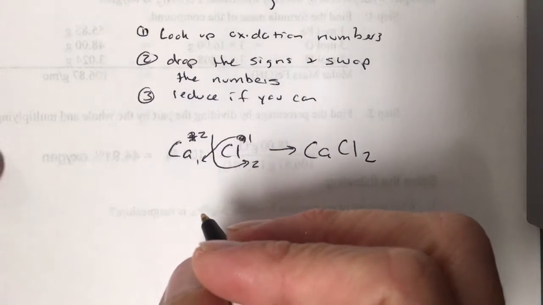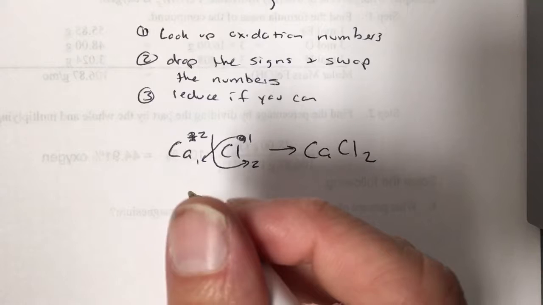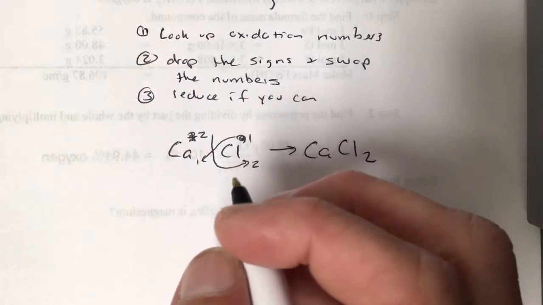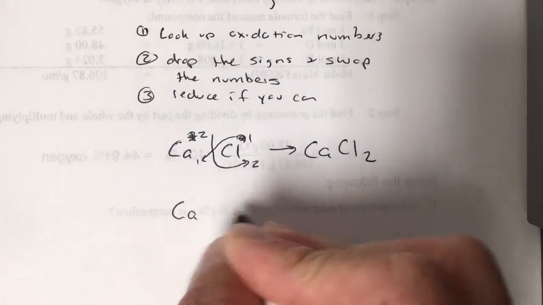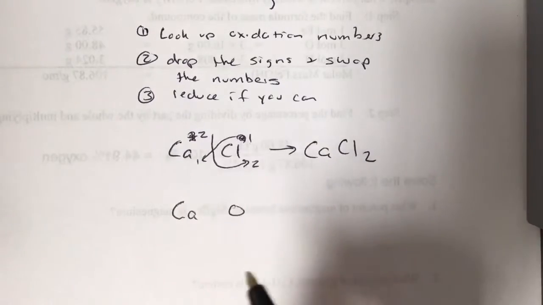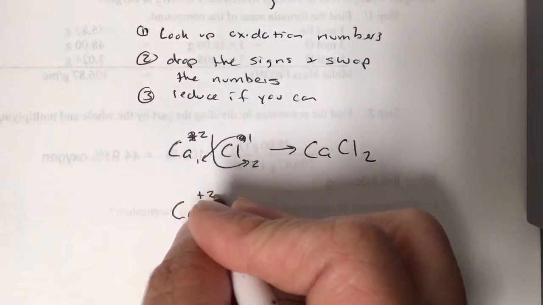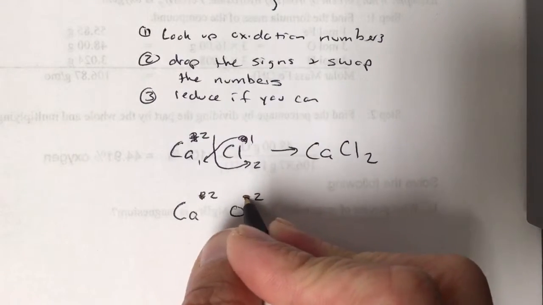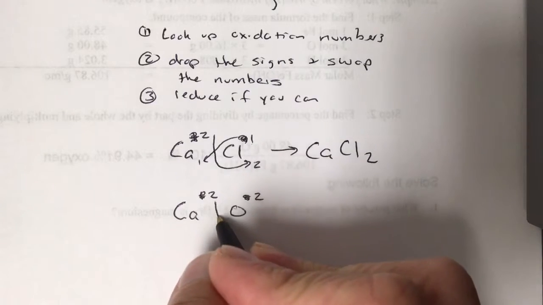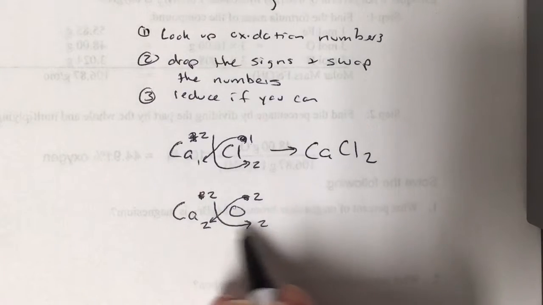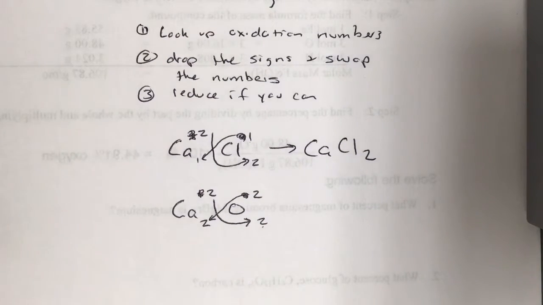Reducing typically happens when the oxidation numbers are opposite of each other, like a +1 and a -1, a +2 and a -2, a +3 and a -3. So for example, had I done calcium and oxygen, and I look up the oxidation numbers for those, calcium is a +2, oxygen is a -2. Got a positive, negative, and positive one's first. I crisscross the numbers, but these can be reduced. I can divide them both by 2.